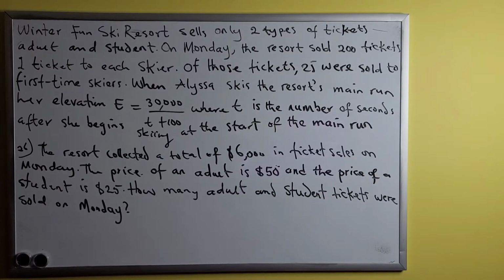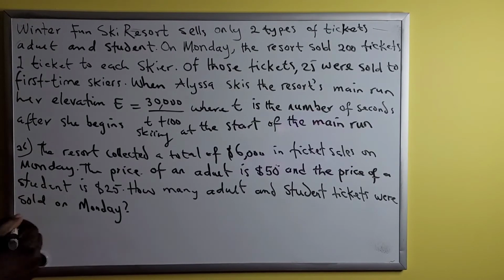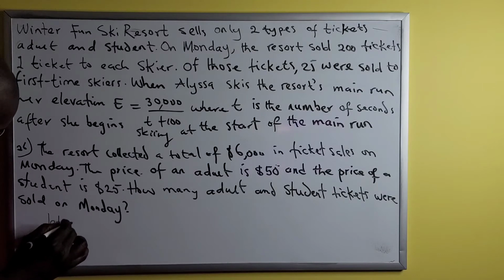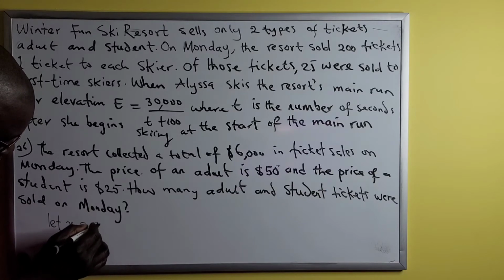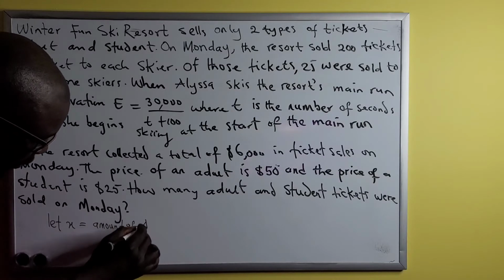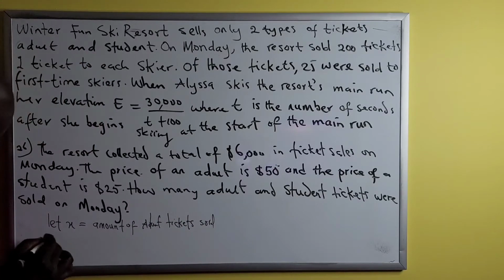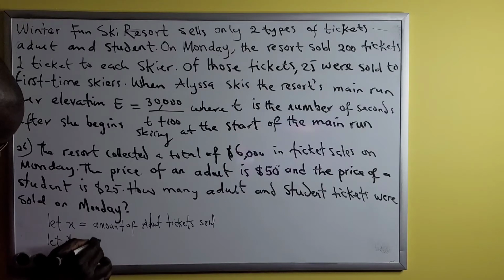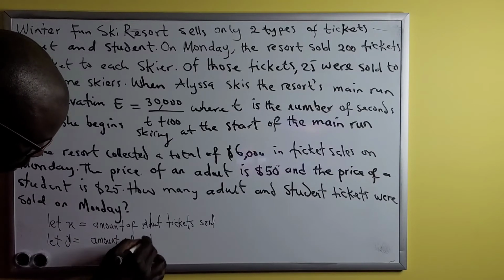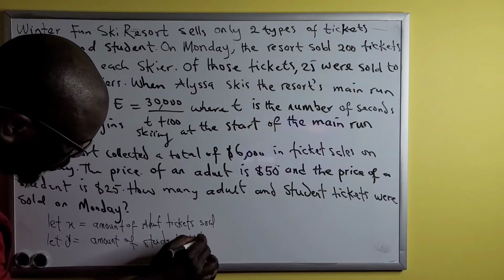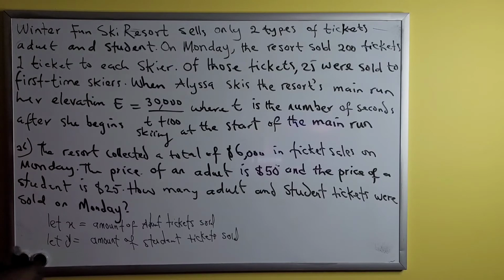So for question 26, it says the resort collected a total of $6,000 in ticket sales on Monday. The price of an adult ticket is $50 and the price of a student ticket is $25. How many adult and student tickets were sold on Monday? So let's say X equals the amount of adult tickets sold, and then let Y equal the amount of student tickets sold, right? Let's do that.